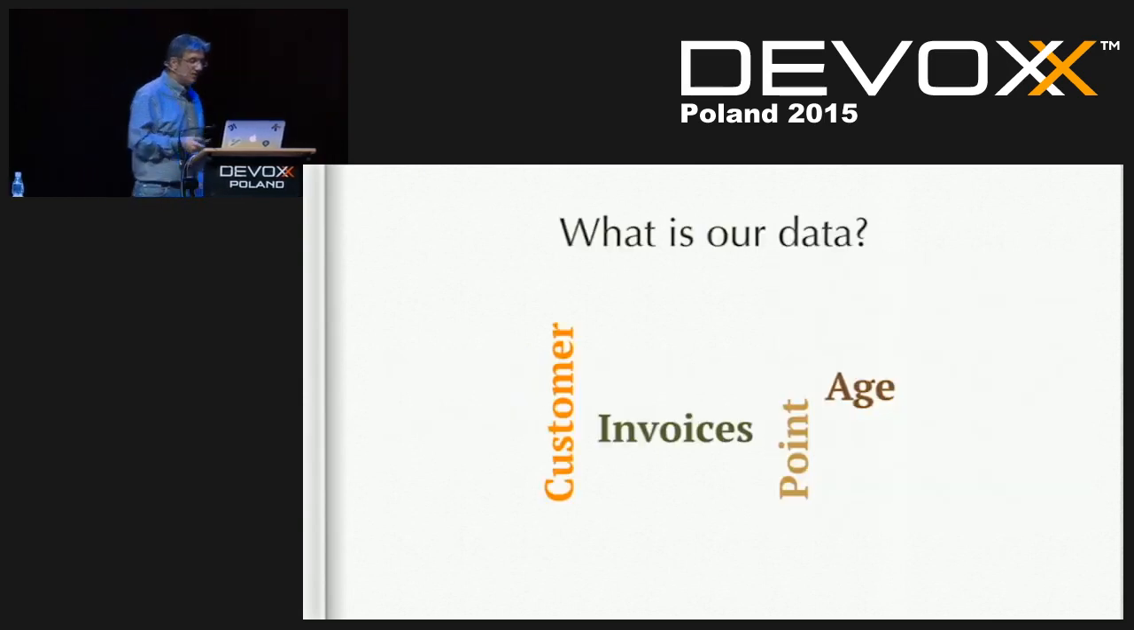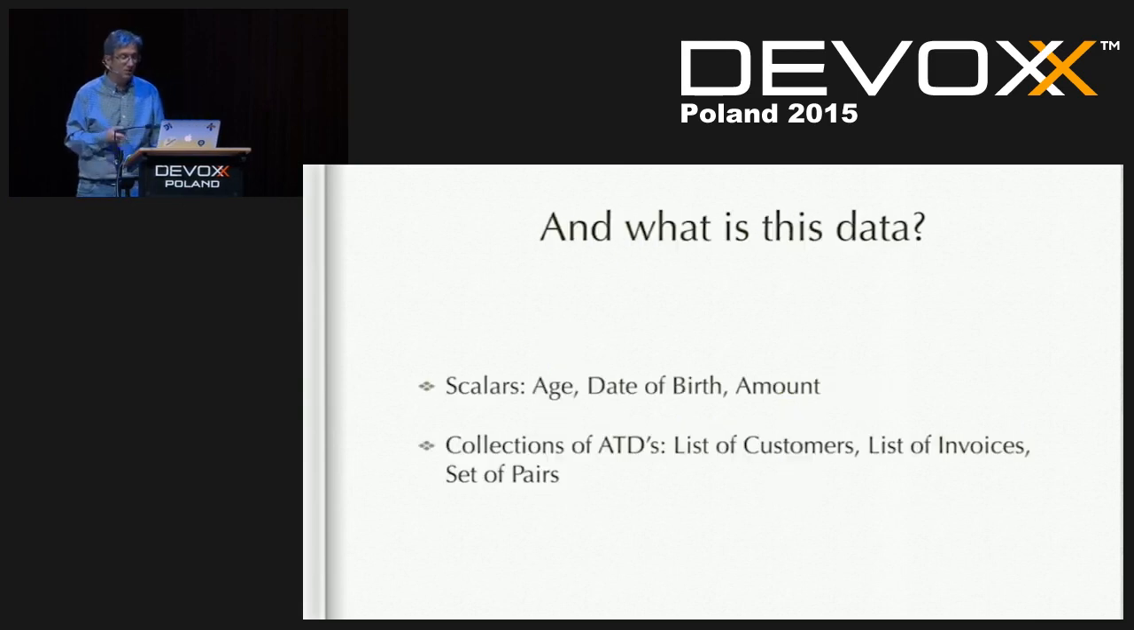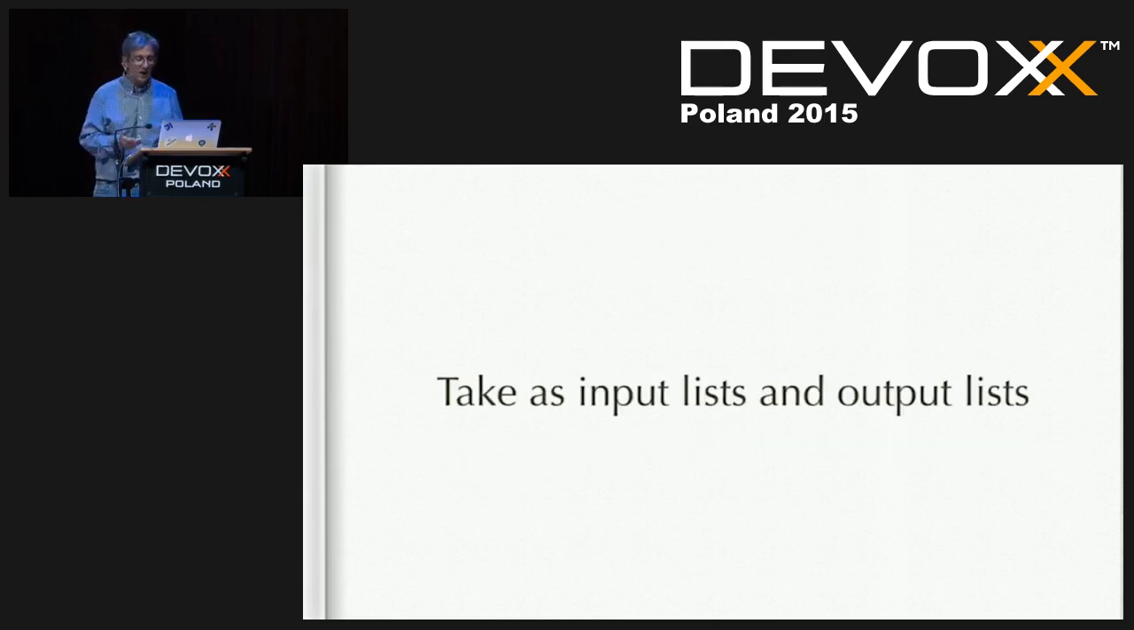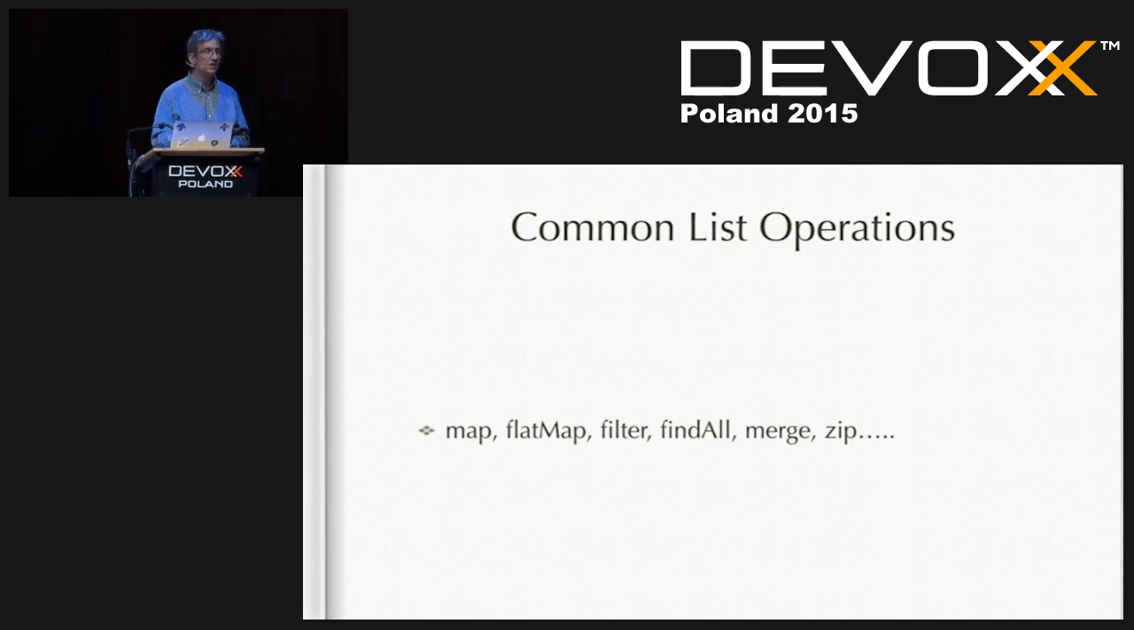So what is our data? So we have customers, we have invoices, we have points, we have ages, we have different types of data. But normally it's kind of encompassed in scalar values, which is like age, date of birth, and amount, or collections of abstract data types. So it could be list of customers, list of invoices, set of pairs, etc. And we can take as input lists, which we've been doing, and give output lists. Right? So common list operations: map, flat map, filter, find all, merge, zip. All of these things that we've just seen, right?